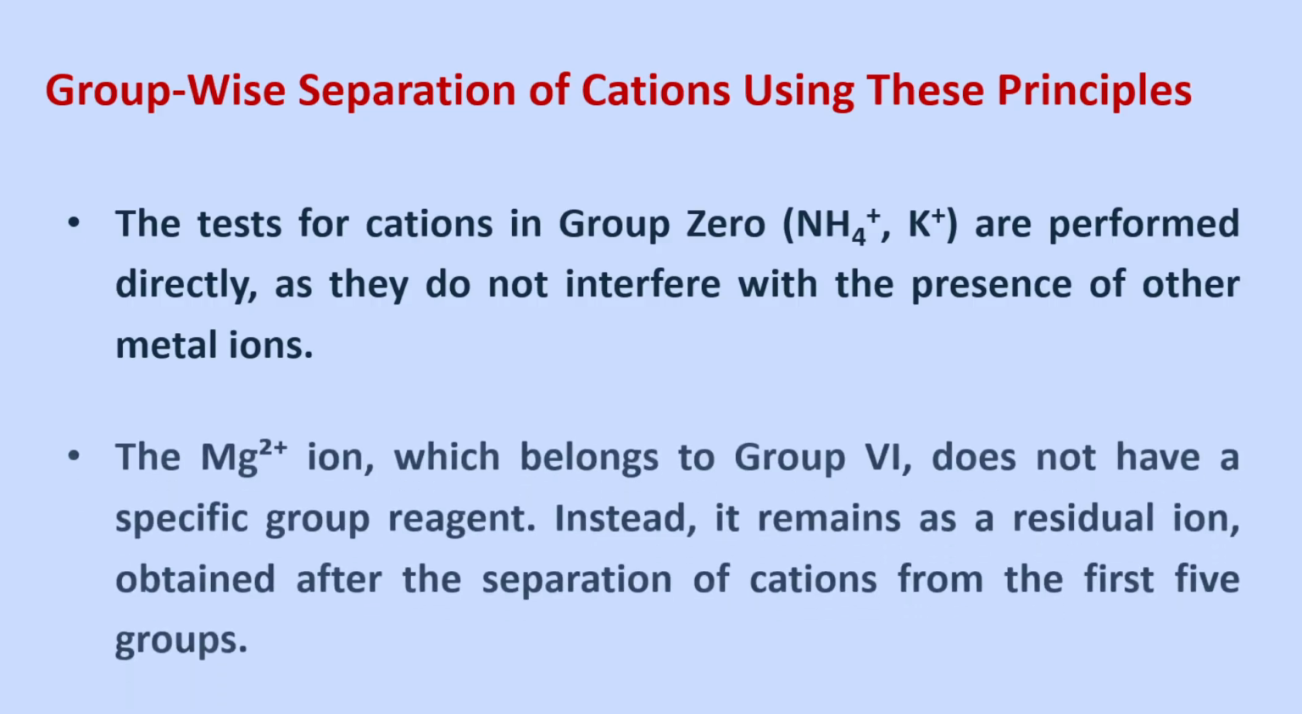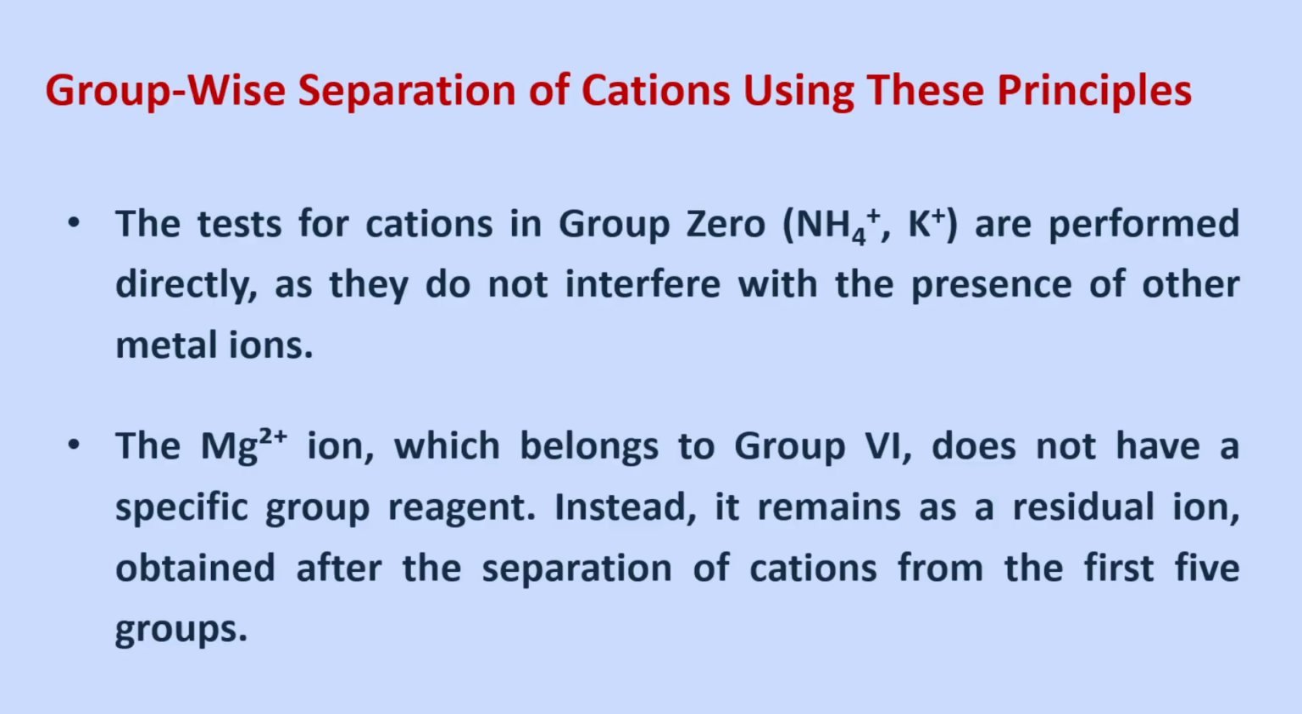On the other hand, we have group 6, which contains only magnesium ion. Unlike the other groups, group 6 has no specific group reagent. Instead, magnesium stays in the solution even after the first 5 groups are removed. That's why it is called a residual ion, and it is detected after all the cations have been separated. So the detection of group 0 and group 6 cations is handled outside the typical group precipitation process.